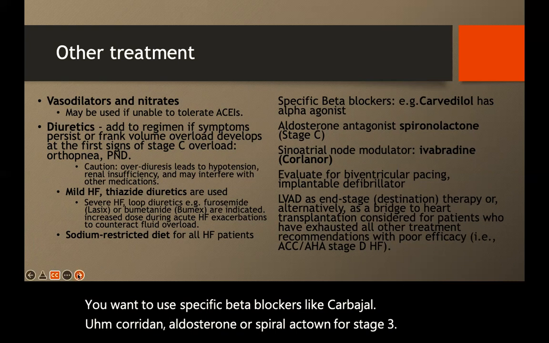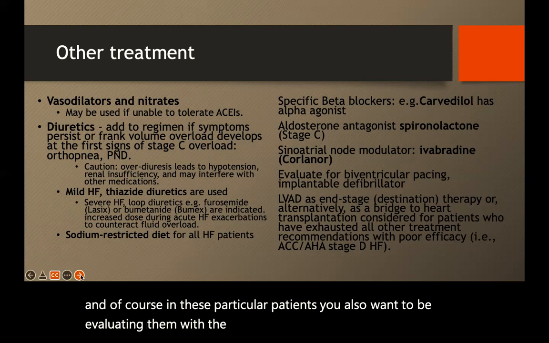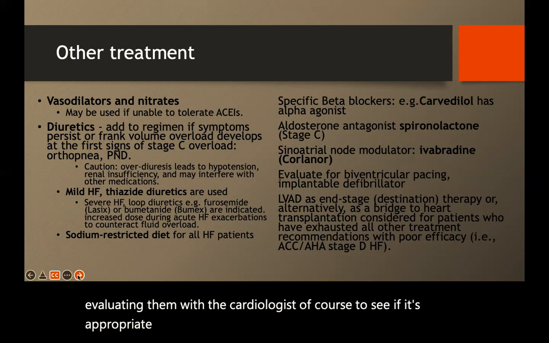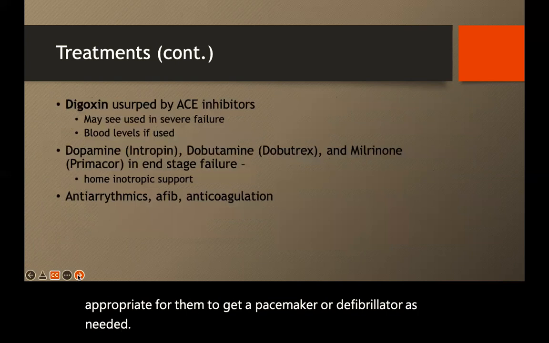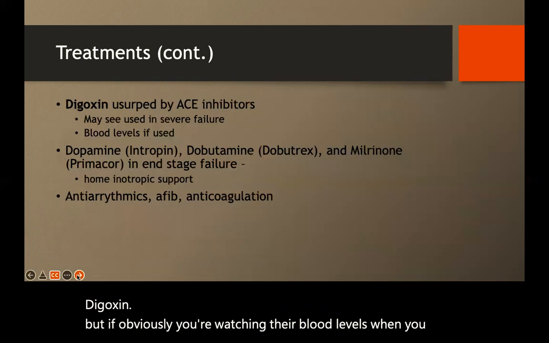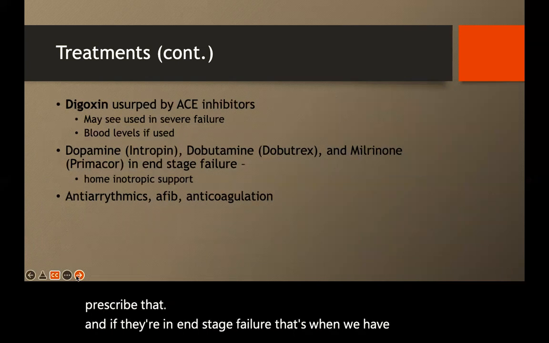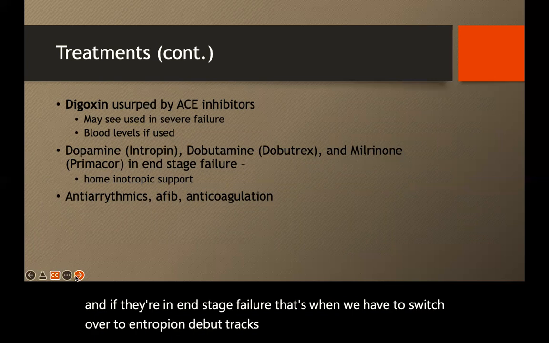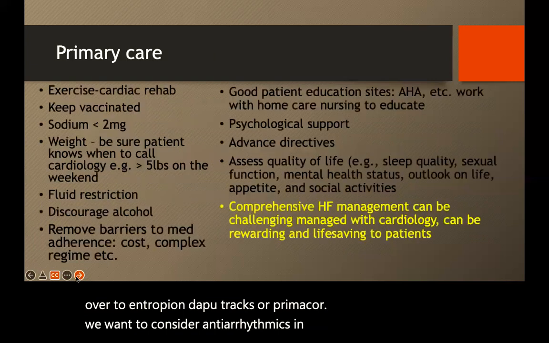And of course, in these particular patients, you also want to be evaluating them with the cardiologist to see if it's appropriate for them to get a pacemaker or defibrillator as needed. If the patient's in severe heart failure, then we want to consider digoxin. But obviously you're watching their blood levels when you prescribe that. And if they're in end-stage failure, that's when we have to switch over to Intropin, Dobutrex, or Primacor. We want to consider antiarrhythmics and AFib and anticoagulation.